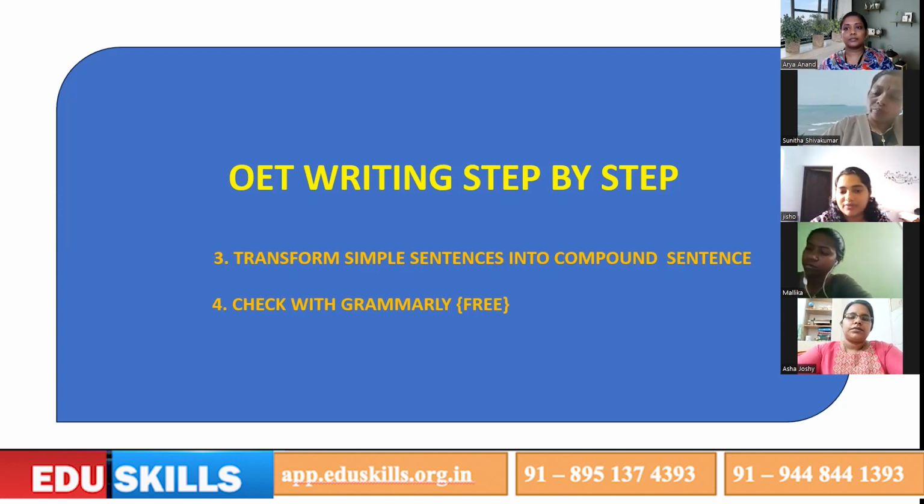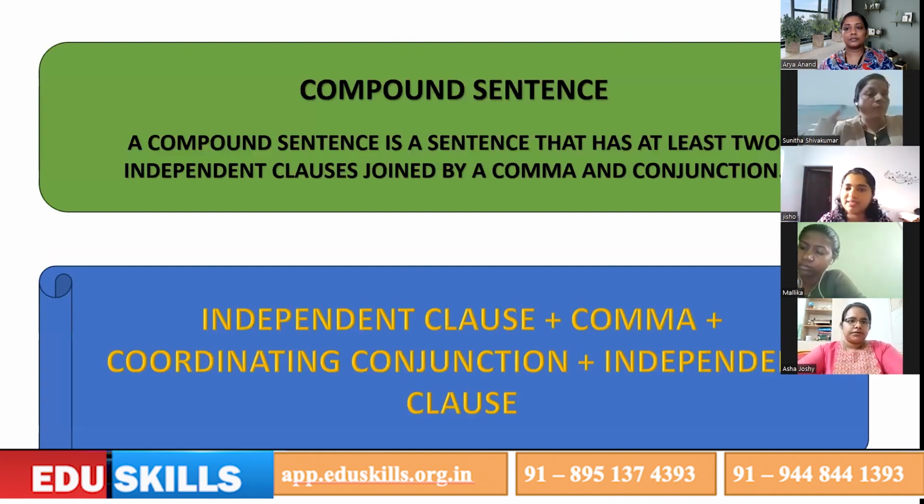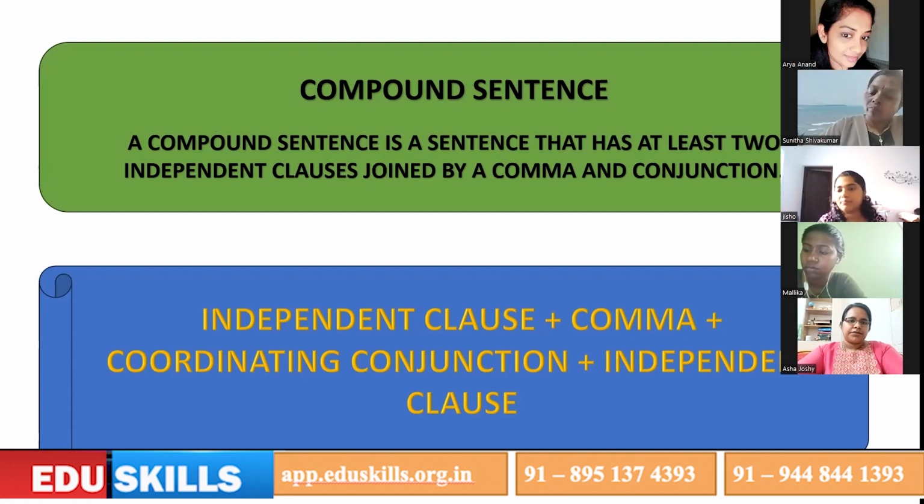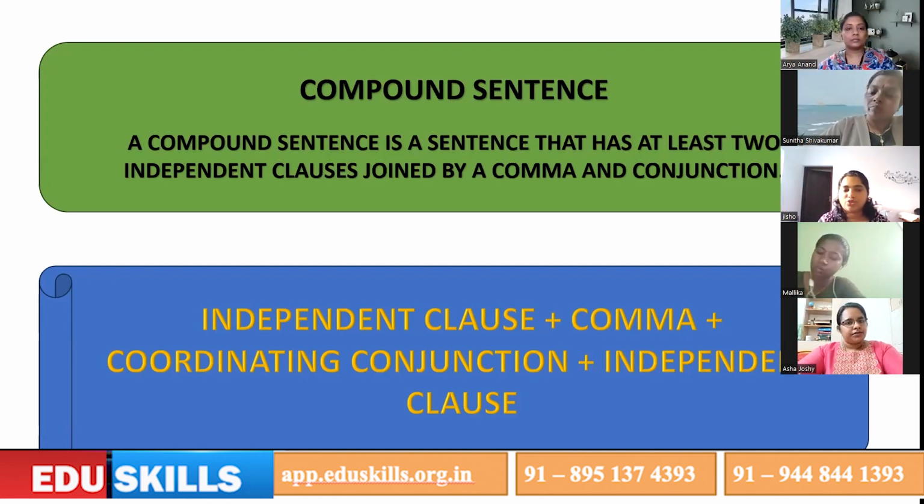So I am giving a brief introduction to the compound sentence. A compound sentence is a sentence that has at least two independent clauses joined by a comma and a conjunction. Independent clauses are simple sentences. A simple sentence, as all of you know, has a subject, verb and object, and is a meaningful sentence. In a compound sentence, we join two simple sentences, or independent clauses, by a comma and a conjunction. So the format is independent clause plus comma, then coordinating conjunction plus independent clause.